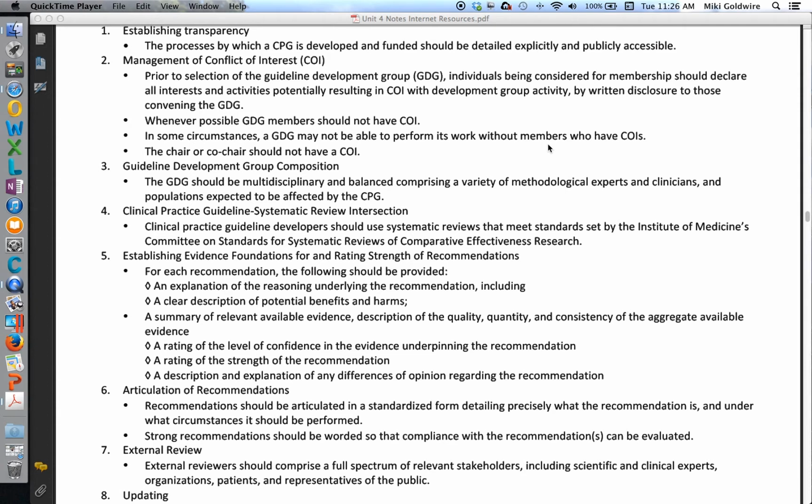Number 6, articulation of recommendation. Recommendations should be articulated in a standardized form, detailing precisely what the recommendation is and under what circumstances it should be performed. Strong recommendations should be worded so that compliance with the recommendation can be evaluated.